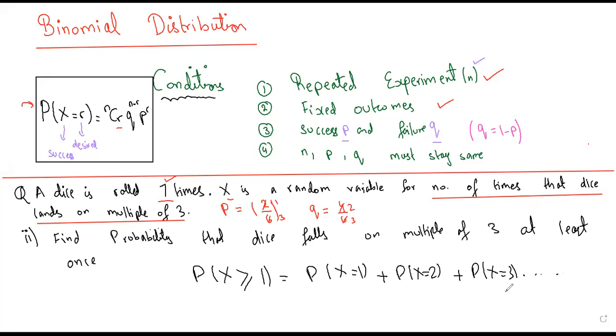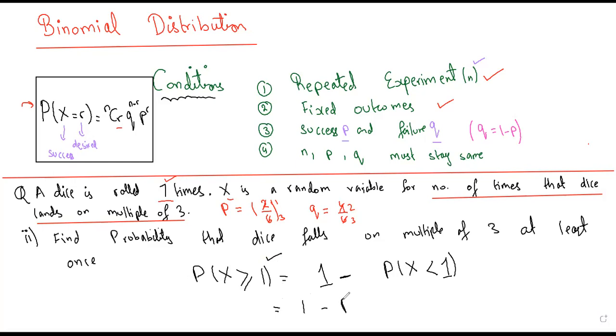But for this part, you can also do it this way, that you find the probability of x less than 1 and then we do 1 minus this, okay? So 1 minus probability of x less than 1 would give you this as well. So less than 1 means it would be equal to 0, and that is it. So this would be much easier, okay? So I'll just wind it up quickly.